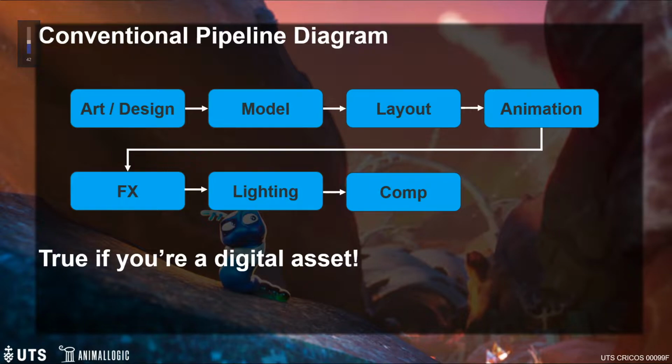So you've probably all seen this fairly conventional pipeline diagram, where it shows a bunch of boxes connected together one after the other: art and design, modeling, layout, animation, effects, lighting, comp. This diagram is true in a sense, in that if you are a digital asset flowing through the pipeline, this is a fairly true diagram. However, this diagram can be quite misleading in terms of what humans do in the production. So just to reiterate, say you're a model for a character or something, this is a truthful representation of how you experience the data flow.